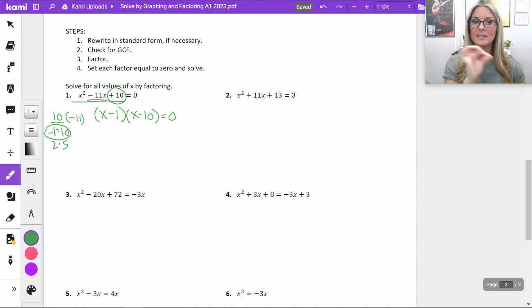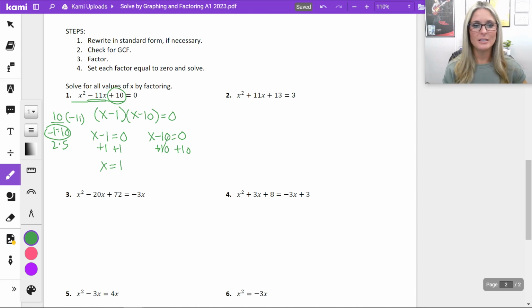Step 4, set each of those factors equal to 0. So I'm going to take x minus 1 and set it equal to 0, and x minus 10 and set it equal to 0. I'm going to solve each of these to reveal my x-intercepts. This is easily solved by adding 1 to both sides. My first root, x-intercept, solution is positive 1. My other one is going to be positive 10.